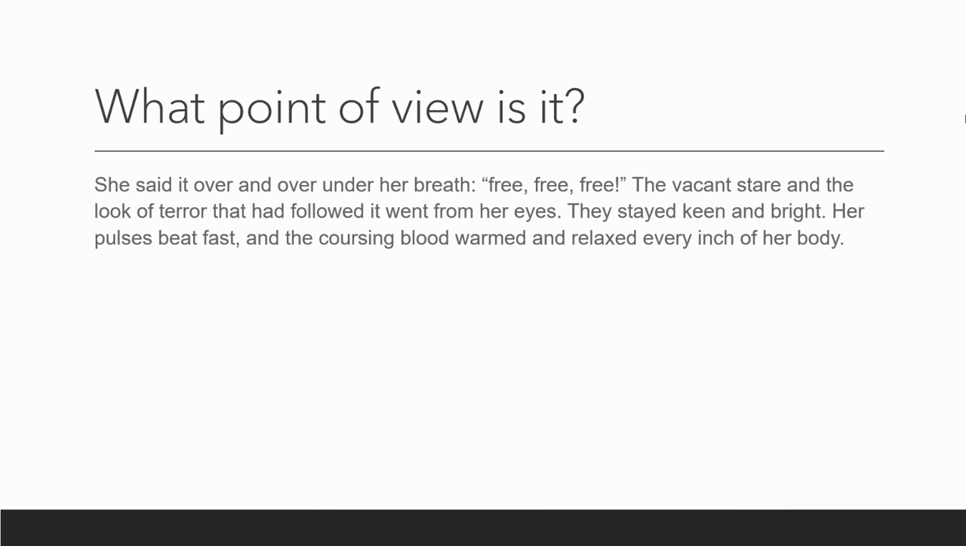The next one says, "She said it over and over under her breath, free, free, free. The vacant stare and the look of terror that had followed it went from her eyes. They stayed keen and bright. Her pulses beat fast, and the coursing blood warmed and relaxed every inch of her body." That's third person limited. We're seeing what's happening to her, but we don't know why or what she's thinking or what's going on in her mind. So it's limited what we know as a reader.